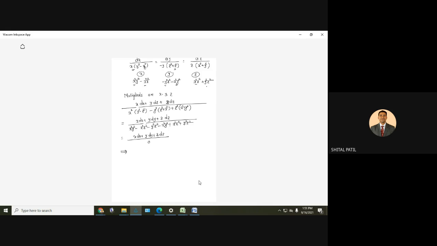Getting everyone? Adjust the constant. So already one solution is known to us: x divided by yz equal to C1. This is second. Getting everyone? We obtained the two solutions.